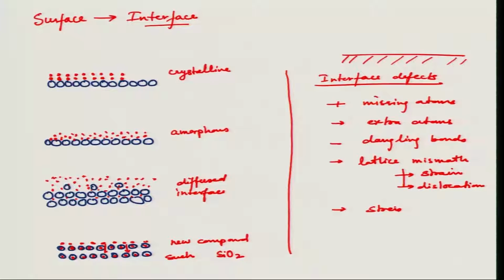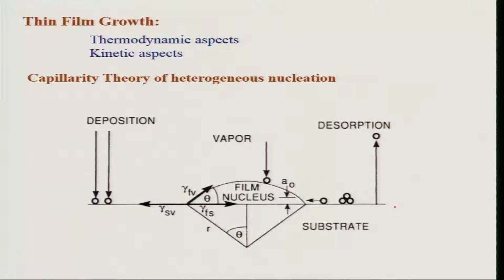Okay. Now, so this is about interfaces. Now, we will go into the thin film growth. Now, our material has been adsorbed, it has created an interface. Now, it has to form a bond and really start to grow to form a thin film.